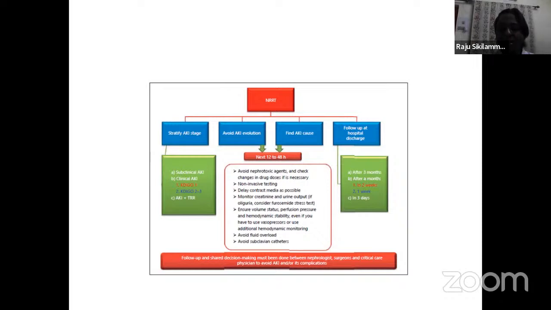Then follow up the patient at hospital discharge. You can follow up after 3 months, 1 month, 2 weeks or 1 week, and 3 days. To conclude, this flow chart encourages discussion between nephrologists, surgeons and critical care teams to avoid AKI and its complications.